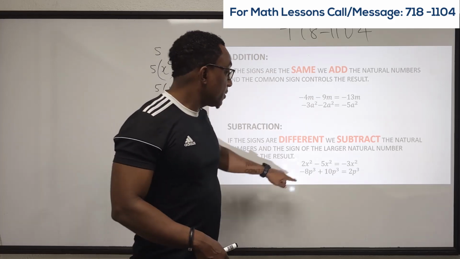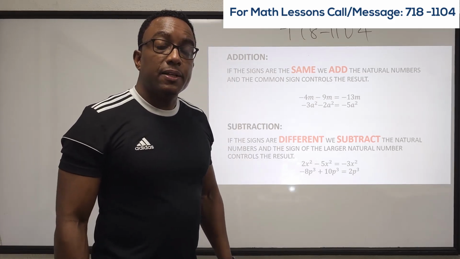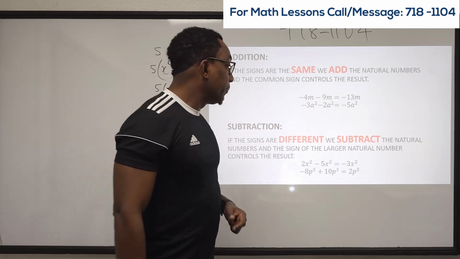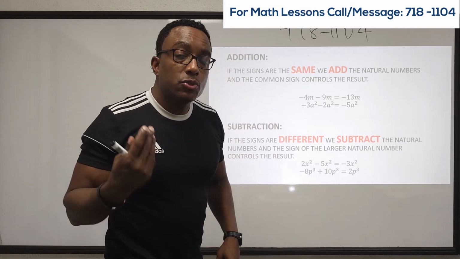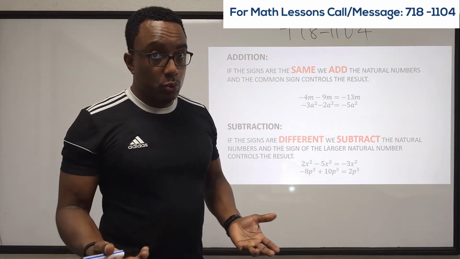So look at the signs. There's a negative sign in front of 8. There's a positive sign in front of 10. So the signs are different. Once they are different, what are we going to do? We're going to subtract the two natural numbers. So we subtract 8 from 10, which is 2.